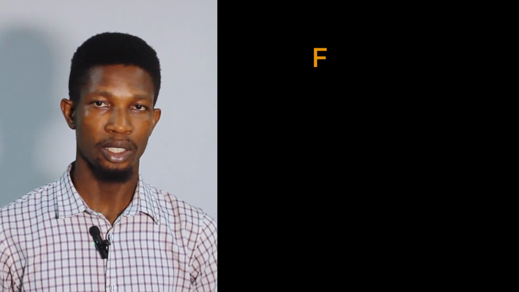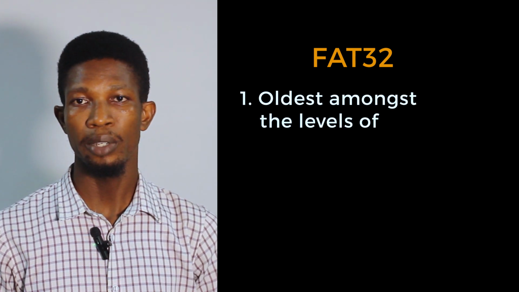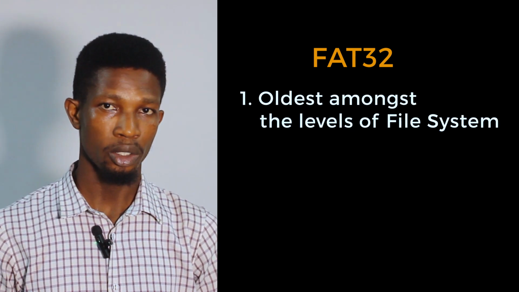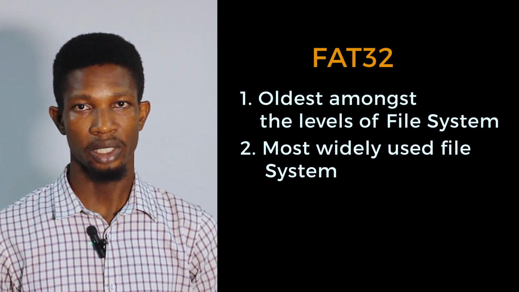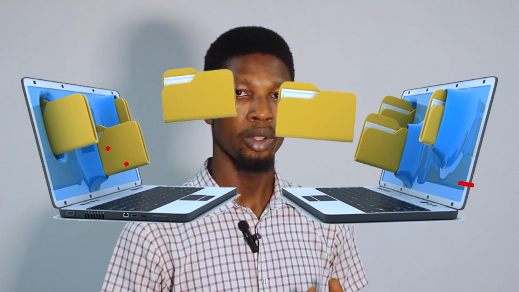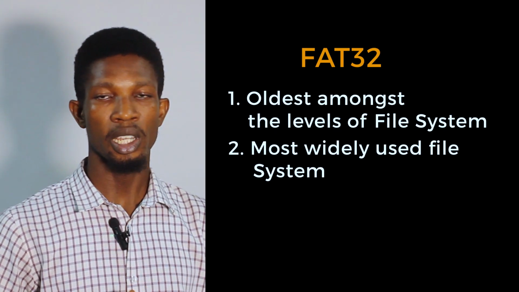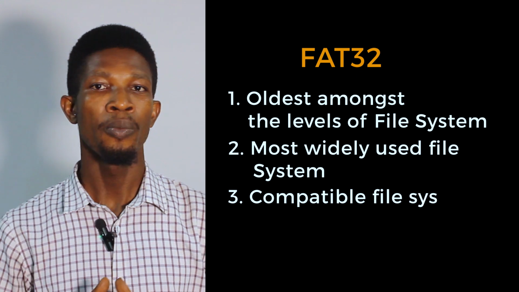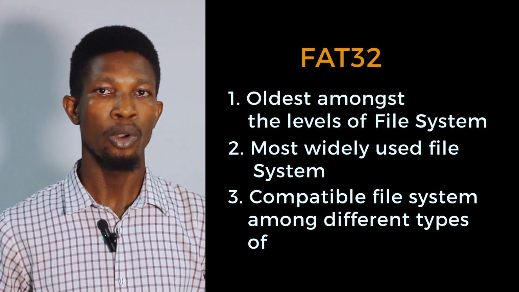We have the Fat32, and the Fat32 is the oldest among the file systems that we are currently discussing, and the most widely used file system. When you're dealing with different types of manufacturer OS, let's say for example Windows, Mac, Linux, and you'll be transferring files from your Linux into your Windows operating system, from your Windows into your Mac, you want to make sure that the right type of file system you use is the Fat32, because it is the most widely used and compatible file system among different types of OS.